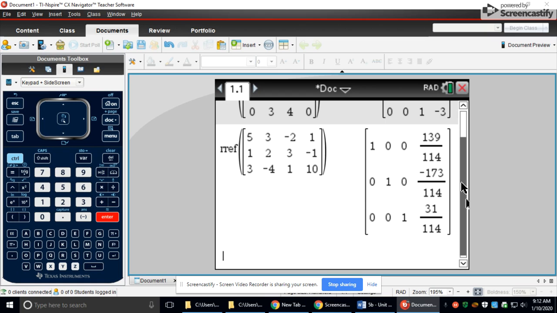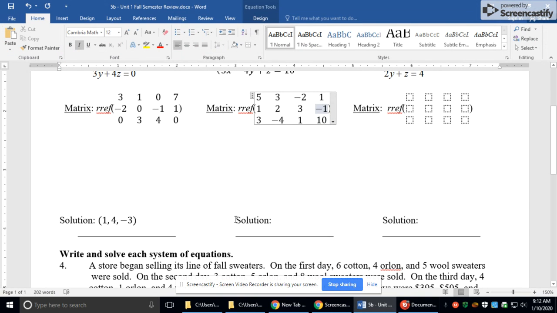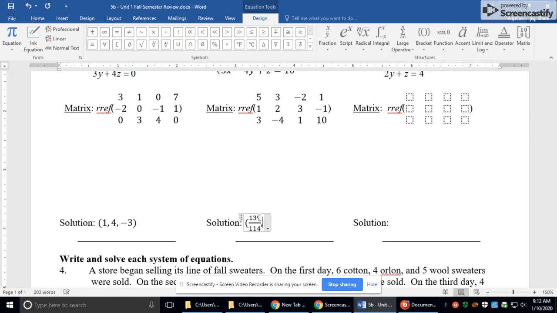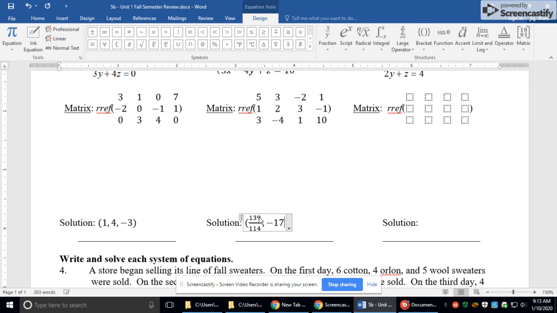Okay, so we get this weird answer. It's whatever. I know we didn't make any mistakes. These are just random numbers. So 139 over 114, yeah, that's your x. And then I have negative 173 over 114.